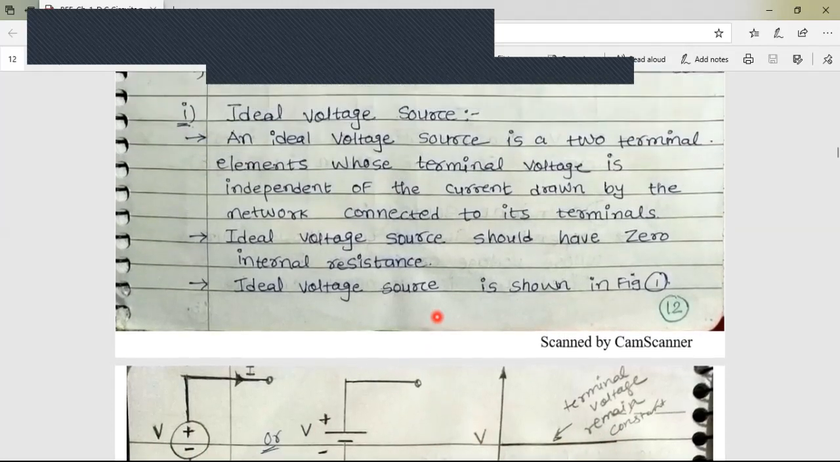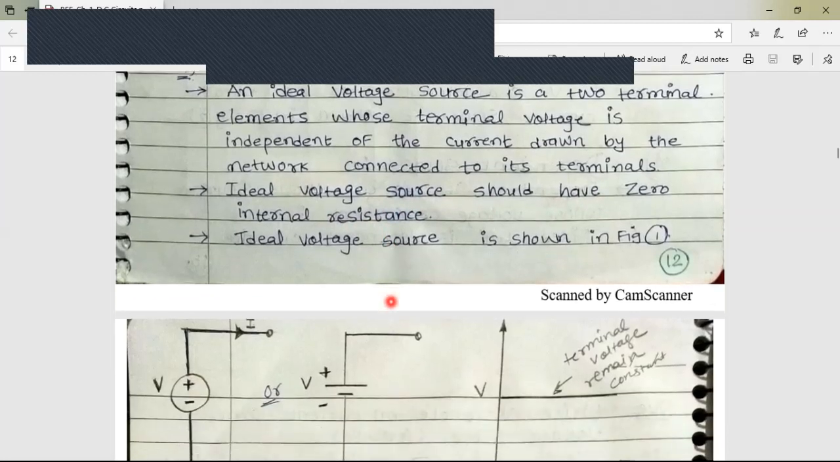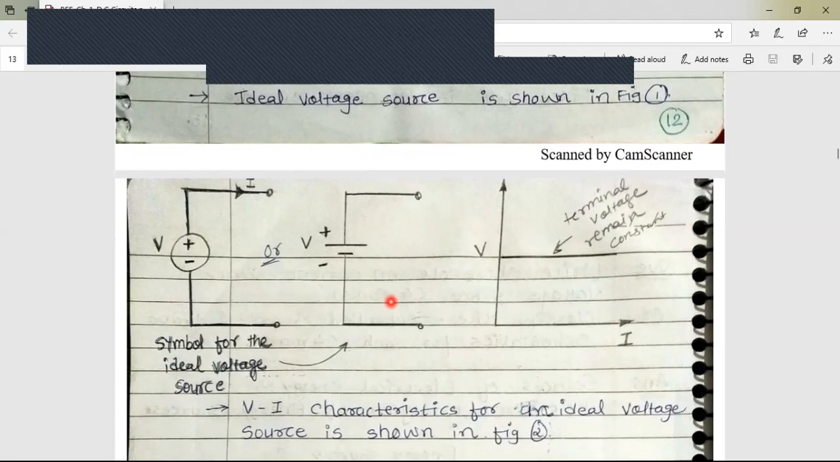So what is an ideal voltage source? An ideal voltage source is a two terminal element whose voltage is independent of the current drawn by the network connected to its terminals. So in an ideal voltage source, voltage remains constant because an ideal voltage source should have zero internal resistance. Practically this type of source doesn't occur because any voltage source has some internal resistance with it. So this is the ideal DC voltage source.